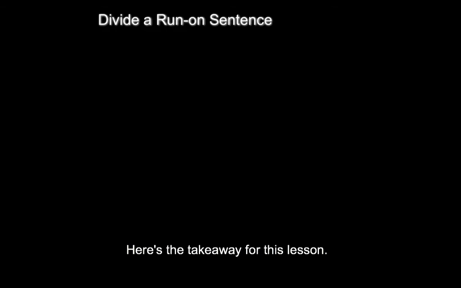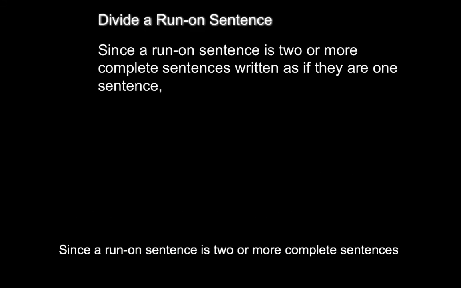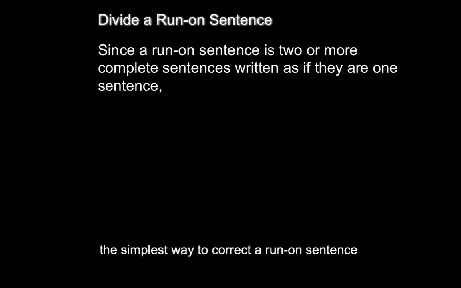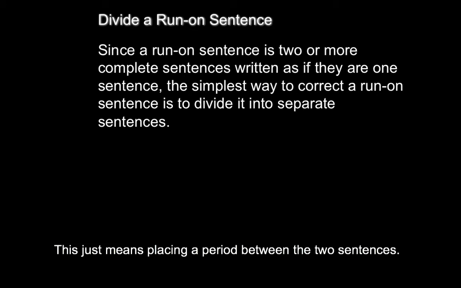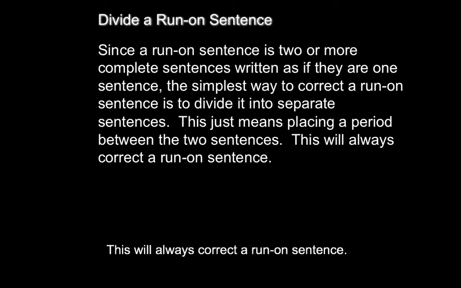Here's the takeaway for this lesson. Since a run-on sentence is two or more complete sentences written as if they are one sentence, the simplest way to correct a run-on sentence is to divide it into separate sentences. This just means placing a period between the two sentences. This will always correct a run-on sentence.